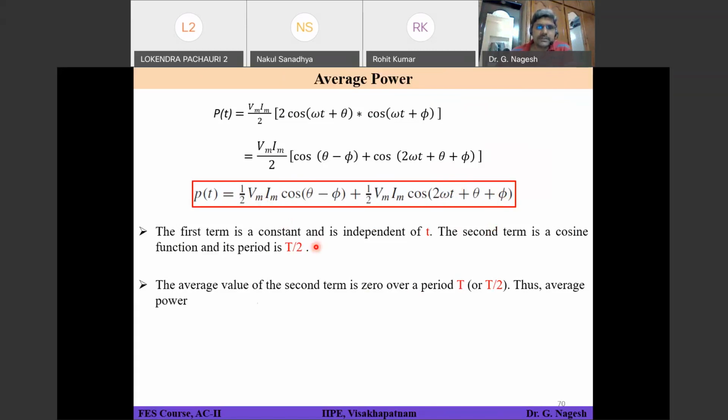But in the present scenario, you observe that your p of t has a constant value and a time varying quantity, and this time varying quantity has a time period which is half of your source voltage's time period. We got it like that, because we have 2 omega.